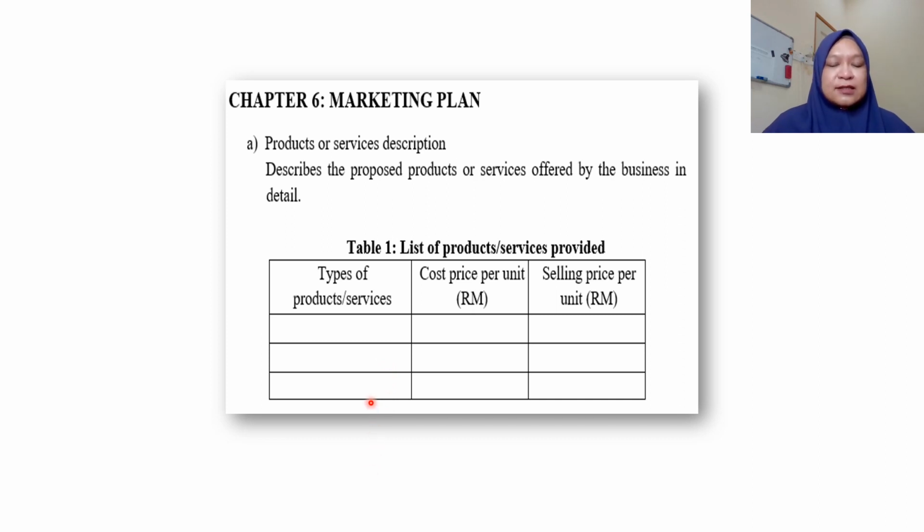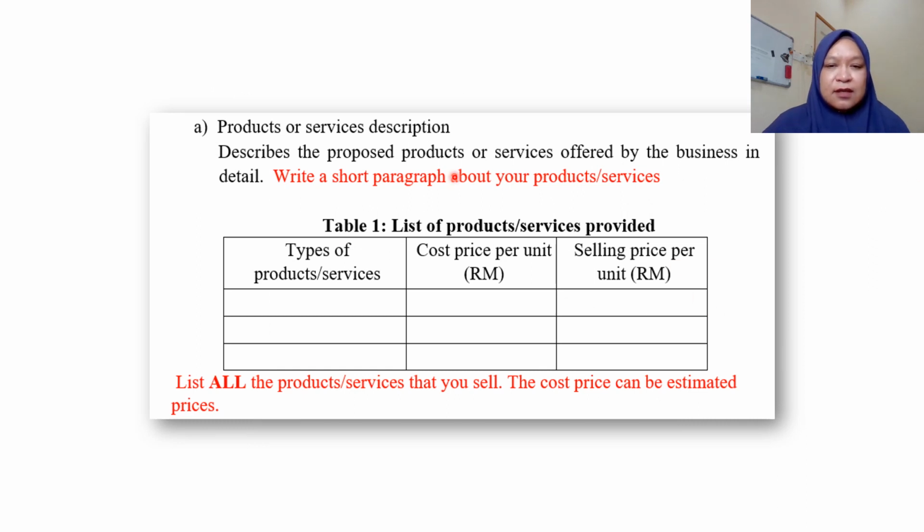Let's say that you open a restaurant, and at your restaurant you sell nasi lemak, nasi minyak, nasi kerabu. So first you write down nasi lemak. Nasi lemak with ayam bakar, for example, or ayam goreng. Nasi kerabu daging bakar, nasi kerabu ayam bakar, and so on. Then the cost price for the product and also the selling price. Next, here is the explanation. That was the format. So this is all the product services.